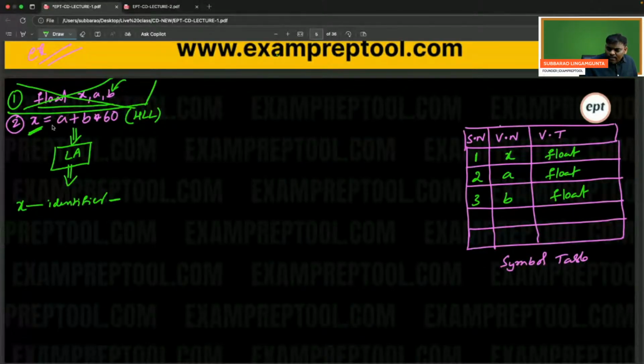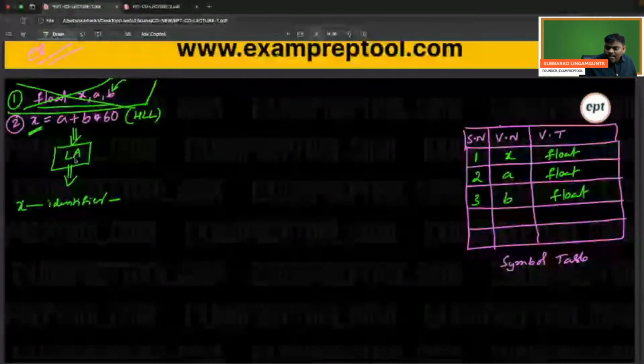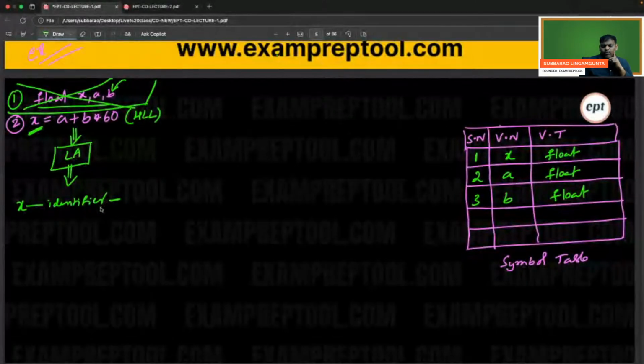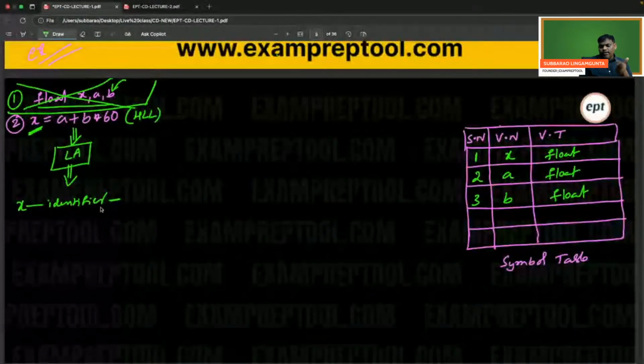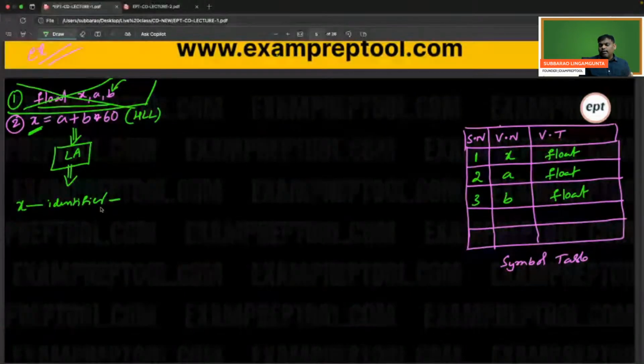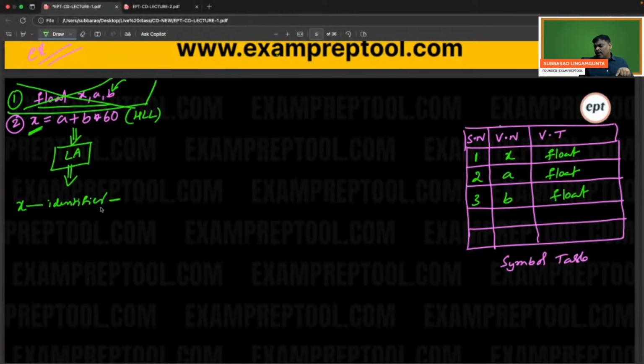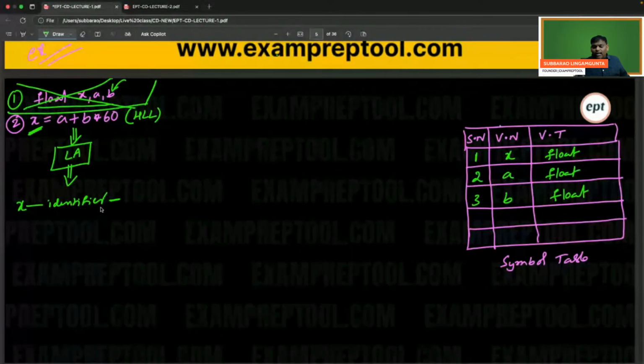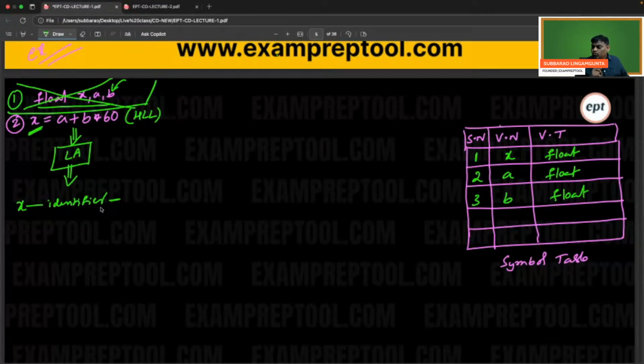When X says to the lexical analyzer, I am an identifier, the lexical analyzer immediately responds: a variable name or function name is called an identifier. X came to the lexical analyzer and said, I am X, so I am an identifier. Immediately the lexical analyzer will say that if you are an identifier, you should be there in the symbol table. The indirect meaning is that if you are a variable name or function name, a declaration should already be there. Means you should be there in the symbol table.